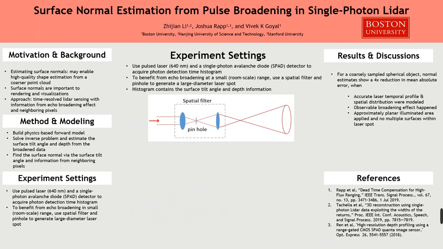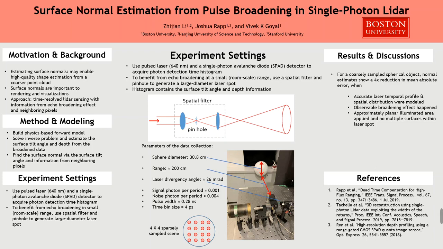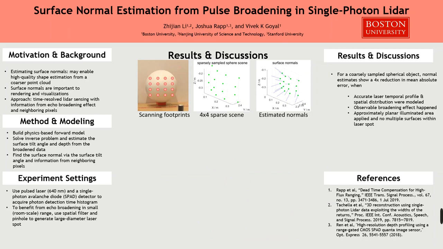In the experiment presented here, we used a pulsed laser and a SPAD detector to acquire a photon detection time histogram at each position in a coarse raster scan. To benefit from echo broadening at a small room-scale range, we used a spatial filter and a pinhole to generate a large diameter laser spot. For data collection, we used the parameters listed here and sparsely scanned 4x4 pixels of the sphere scene. After processing the information of the 4x4 sparse scene, we finally estimate the surface normals as shown on the right.